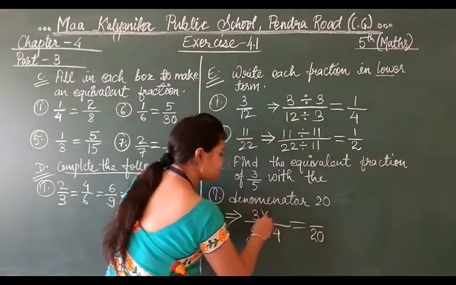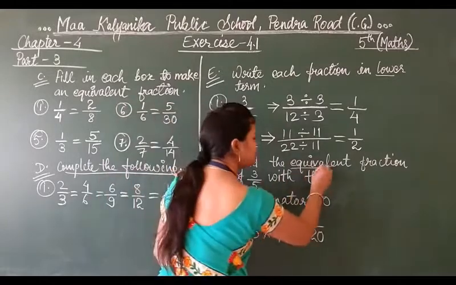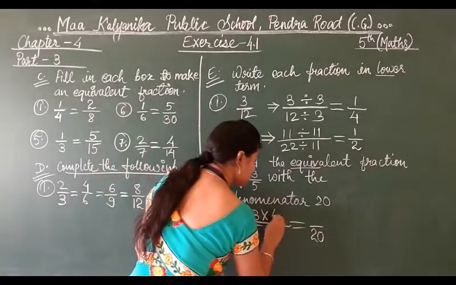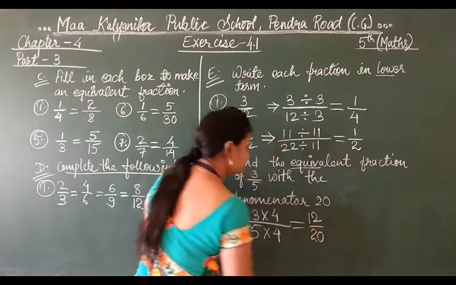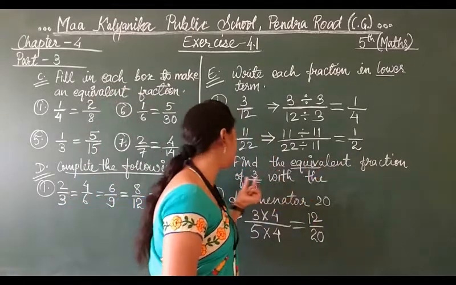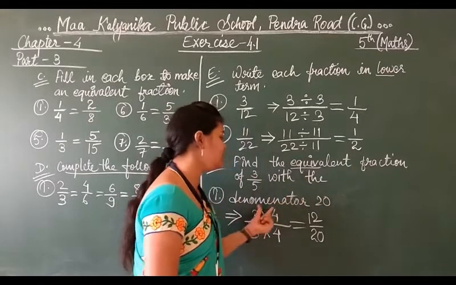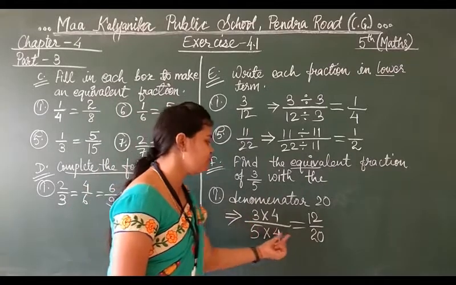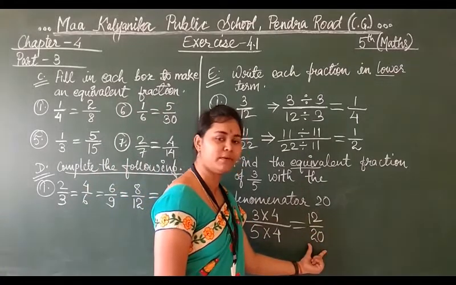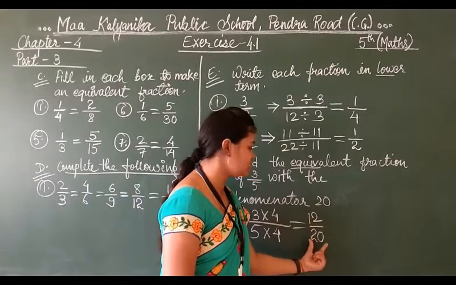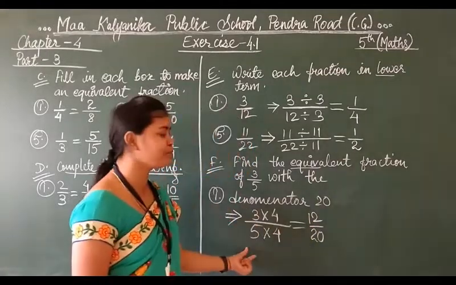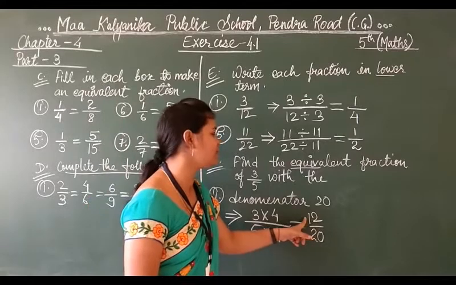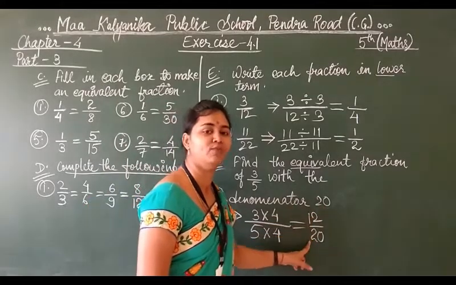For an equivalent fraction, what are we doing? We are multiplying the numerator and denominator by the same number. So 4 is there. So here also 4, 3 4s are 12. So the equivalent fraction of 3 by 5 with denominator 20 is 12 by 20. The denominator is 20 here, and this is the equivalent fraction of 3 by 5. What is the equivalent fraction of 3 by 5 with denominator 20? It is 12 by 20.